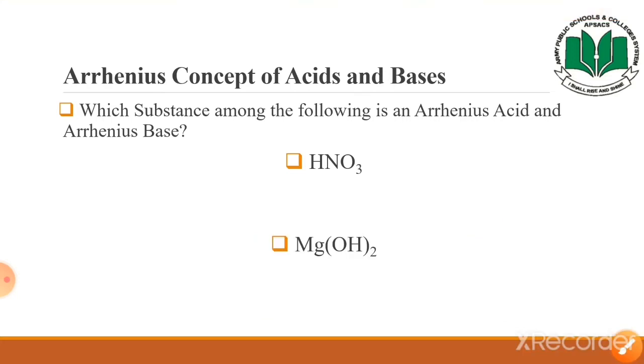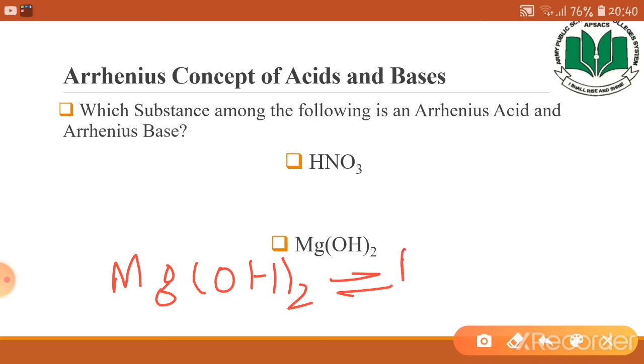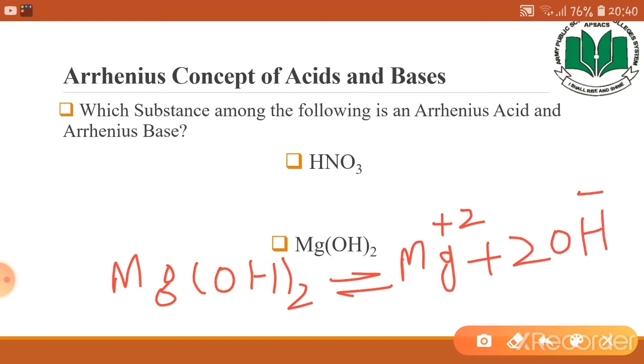Another example is that of magnesium hydroxide. We know that when magnesium hydroxide is dissolved in water, it results in the formation of magnesium ion plus hydroxide ions. Since magnesium hydroxide is resulting in the formation of hydroxide ions, this magnesium hydroxide is an Arrhenius base.